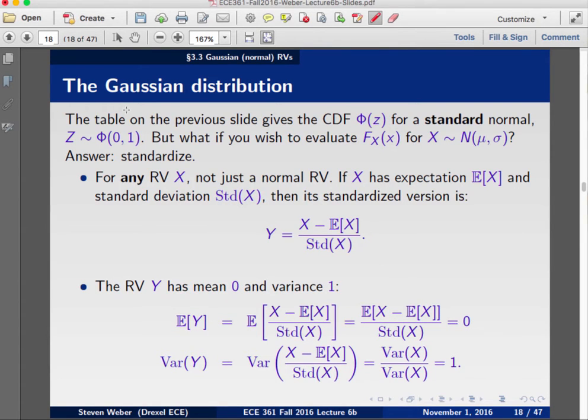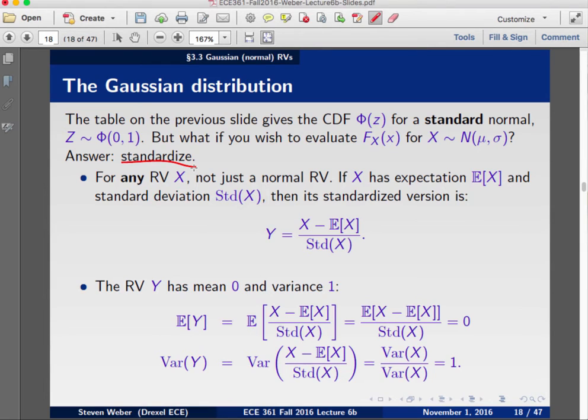All right, so there's a slight problem, you might say, in that the table in the previous slide gave us the CDF for the standard normal, but what if you're not dealing with the standard normal? That is, it's fine if we want to know the probability that a standard normal takes a value less than some little z that we're interested in. But what if we had an arbitrary normal, x, with non-standard parameters, mu not equal to 0 and/or sigma not equal to 1? What do we do? We standardize.